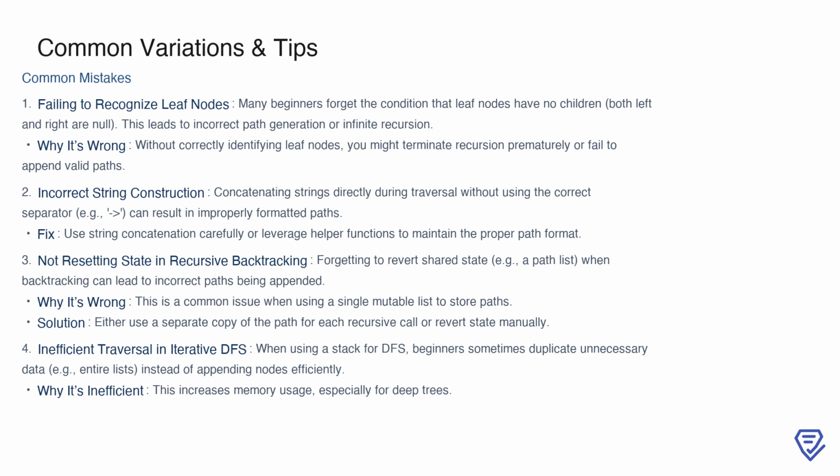Lastly, with iterative depth-first search, some fall into the trap of duplicating large amounts of data unnecessarily, like entire path lists, when managing the stack. This is inefficient and can significantly increase memory usage, especially with deep trees. A more efficient approach would be to append nodes to the path dynamically as you traverse.